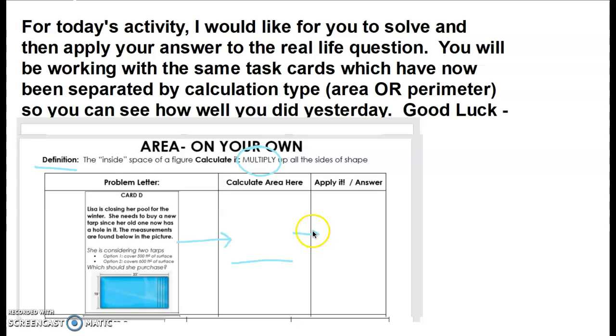And then once you find your area, you're going to apply it. And again, you're looking at the italicized portion of the task card. It's going to tell you what kind of question or how you use that information to answer. So this one, we're asking you, which one should you purchase if we're looking at tarps to cover a pool? All right, so you're going to have problems again for area and for perimeter. So you should be hopefully on the right track to calculate the appropriate area or perimeter value, and then go ahead to apply it to the question.